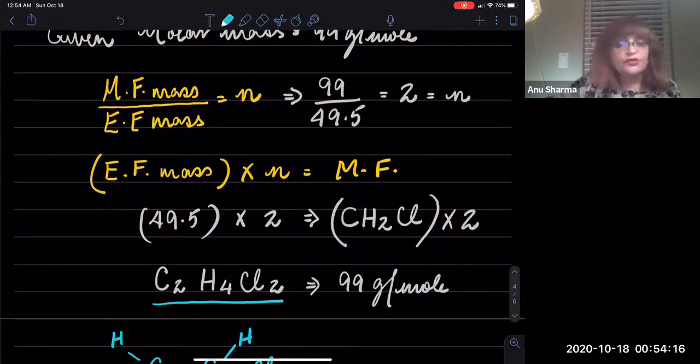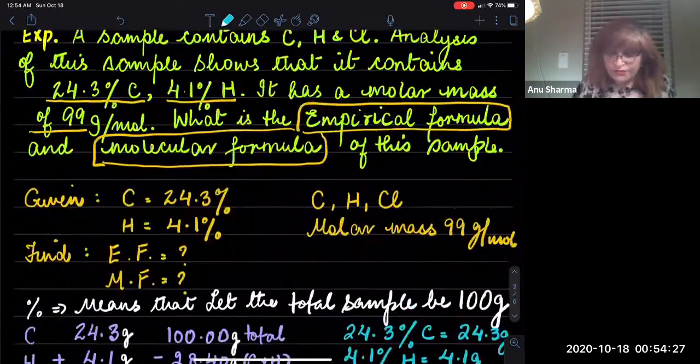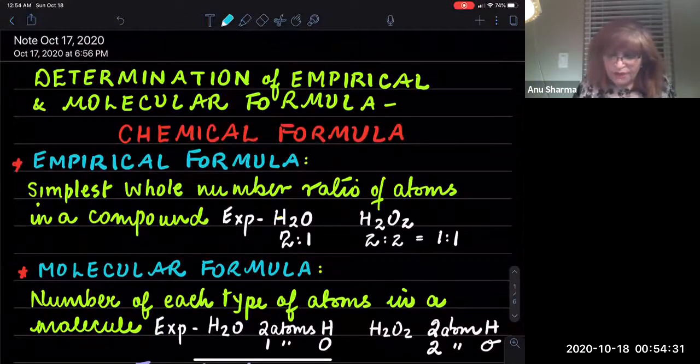So this is how you're going to do these problems in which the empirical formula and the molecular formula need to be found when you are given a sample, from the percentages of the sample. So anyway, this is your one set, and I hope you found it helpful.